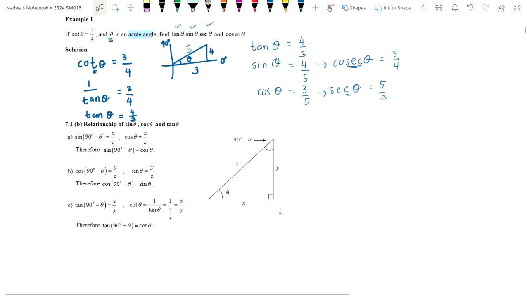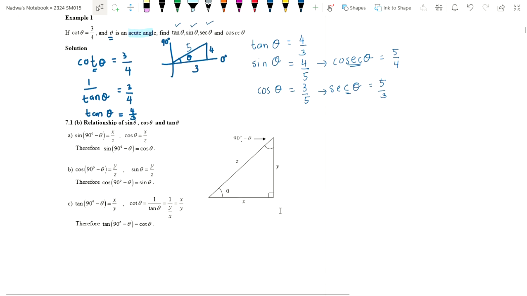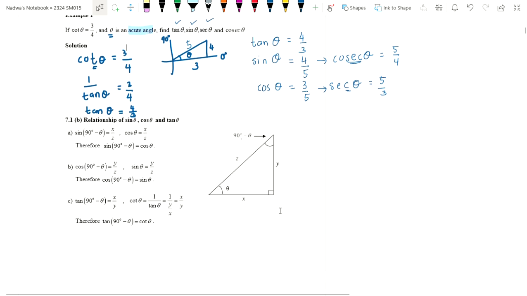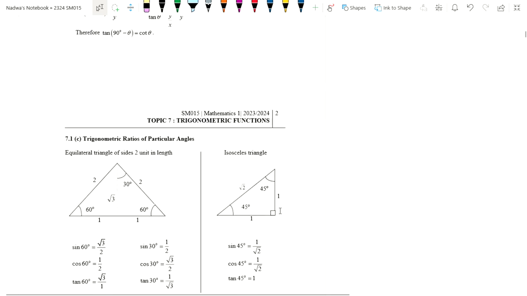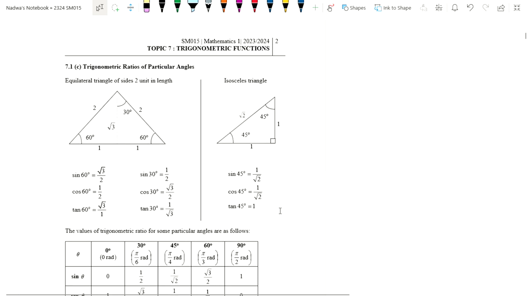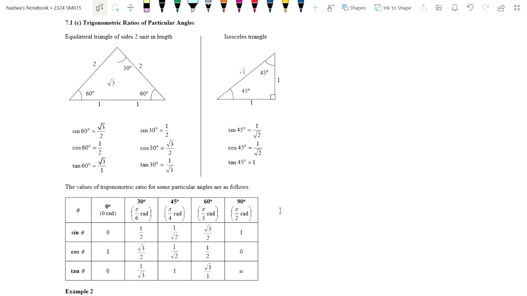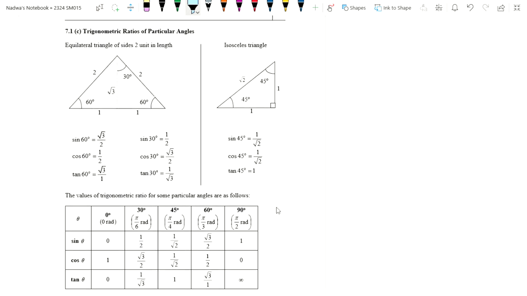So relationship of sine theta, cos theta, and tangent theta. You can look at the notes here. Alright, so this is trigonometric ratio for particular angles. Particular angles here mean the special angles. Special angles that we have in maths is 0 degree, 30 degree, 45 degree, 60 degree, and 90 degree.